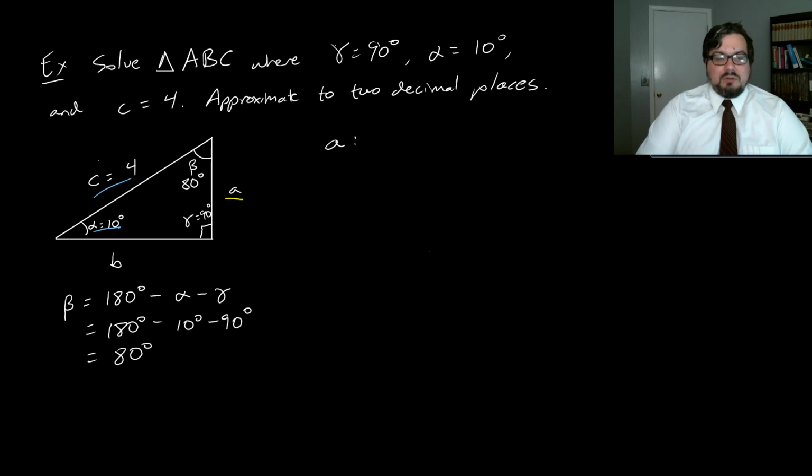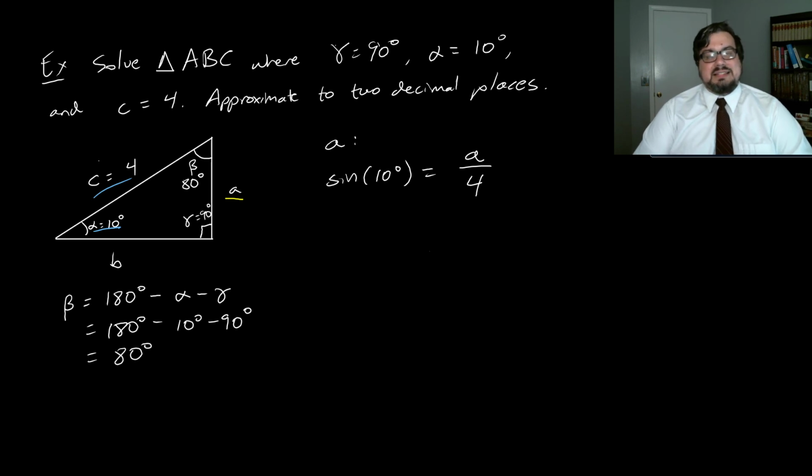So in this case, alpha is going to relate A and C together. A we don't know, C we do know, using sine. Sine of alpha is going to give us what we want. We have that sine of 10 degrees, alpha, has to be equal to A over C, opposite over hypotenuse. So sine of 10 degrees is equal to A over 4. Rearranging this means that A is equal to 4 times sine 10 degrees, and that we can do in the calculator.